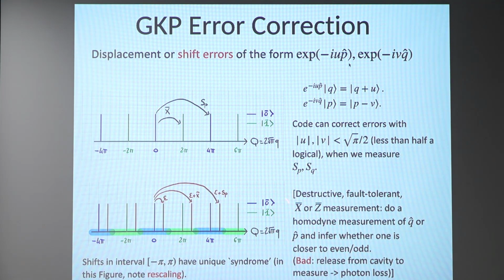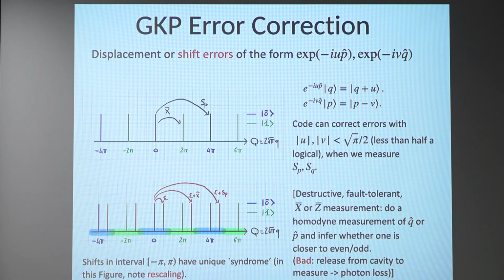Okay, so now a little about the error correction. So you say, well, nice, but what can this code correct? Now, the way it looks very pretty is that it can correct shift errors, so it can correct displacements. This is not very natural, because normally I have photon loss and all these Kerr nonlinearities and so on. But let me just assume that I have these types of errors.